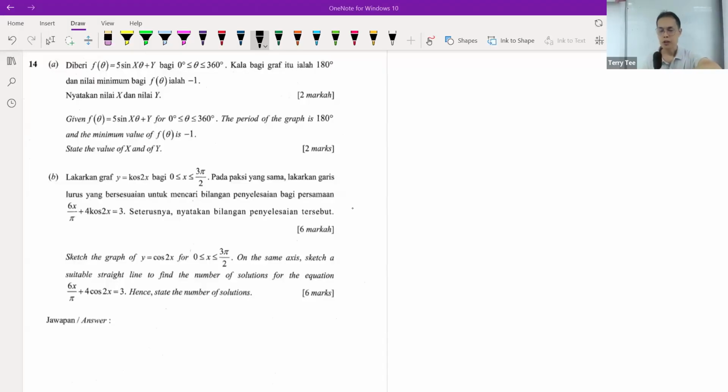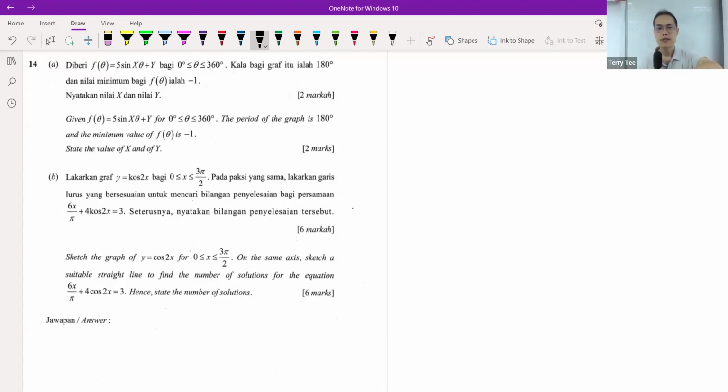Okay, question number 14. This is from the chapter Trigonometry from Form 5, chapter 6. You are given f(theta) equals 5 sine (x theta plus y). I think they shouldn't use x and y. It's very confusing because x and y are the y-axis and x-axis, right? By right, they should use b, c, maybe p, q, h, k, which are usually used as constants. But anyway, you're supposed to state the value of x and y.